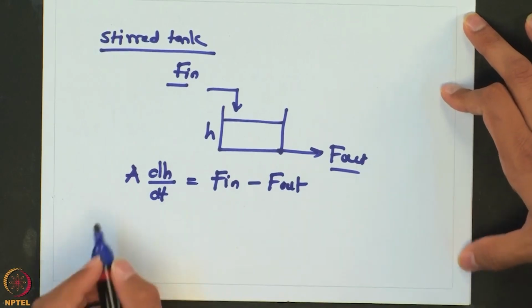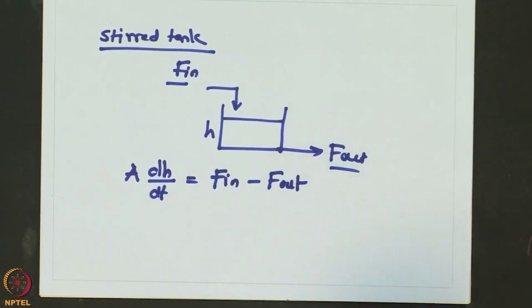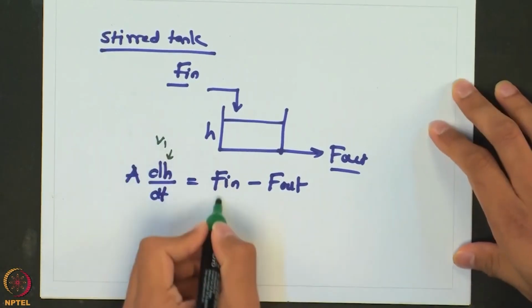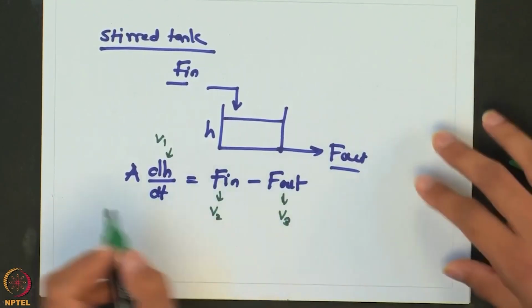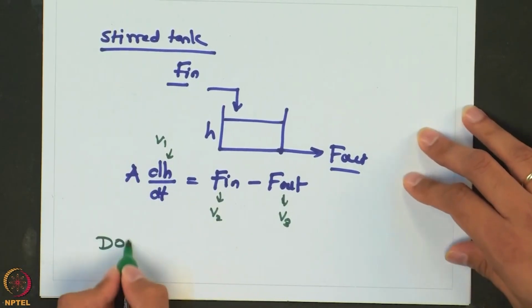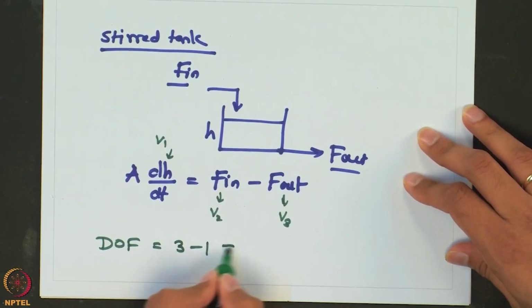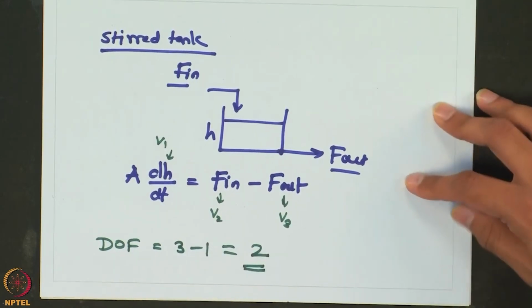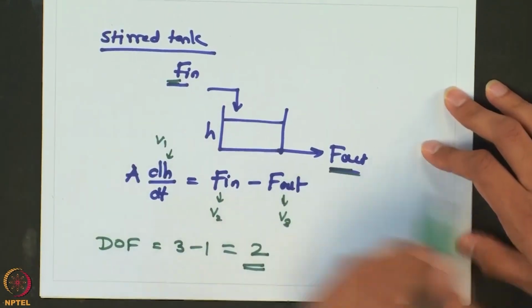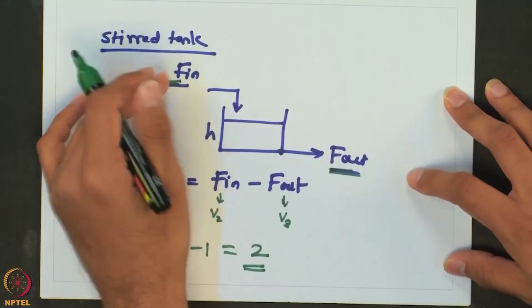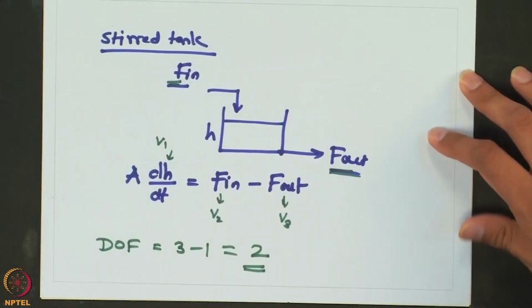Now, for this particular system, we have three variables. So, this is variable number 1, this is variable number 2, this is variable number 3, and then we have only one equation. So, the degree of freedom is 3 minus 1 is equal to 2. So, there are two independent specifications we can make, which are either F in and F out. As long as we specify F in and F out, the rest of the system will get specified. So, now let us look at what are the different values a degree of freedom can generally take.